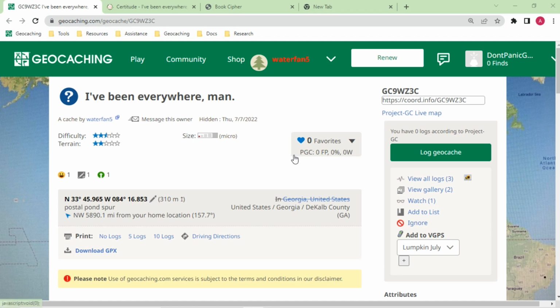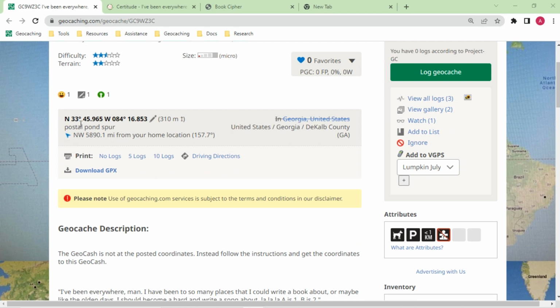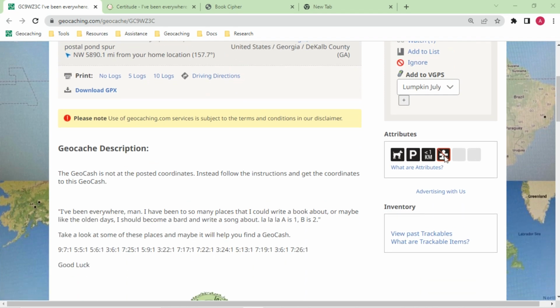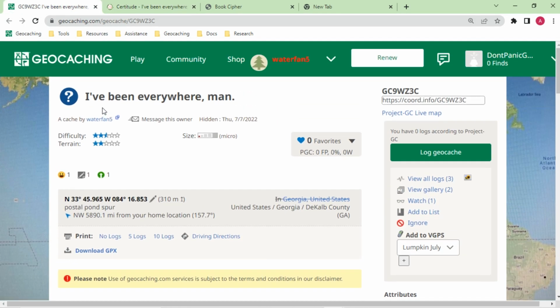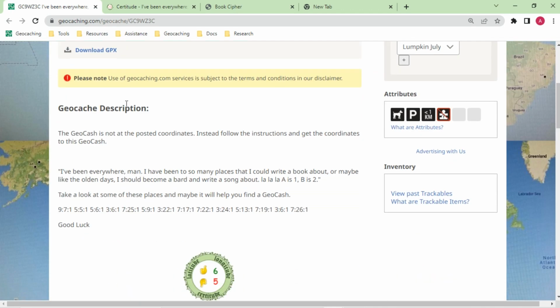Okay, so let's take a look at one of my geocaches. So by me, I've been everywhere, man. So it's in the 3384 range, and it's not a field puzzle, and it has a checker, and the checker looks for exact coordinates, as we see here. Okay, so now you may already recognize from the title maybe where this is going, but in case you do not, there's some more hints in here.